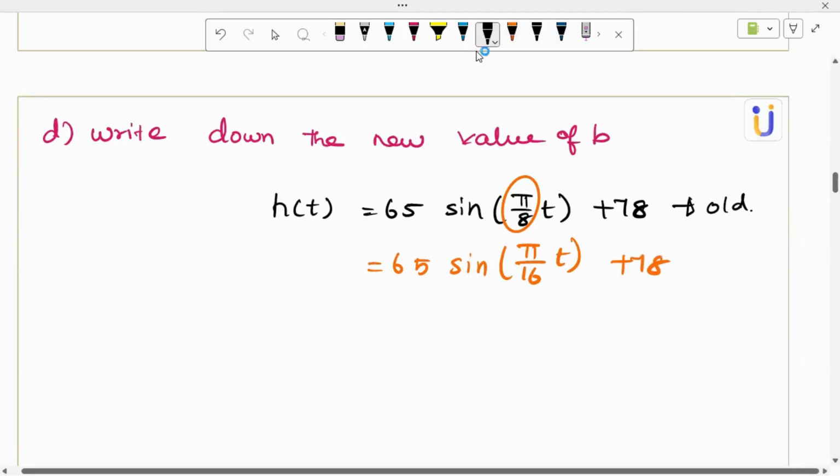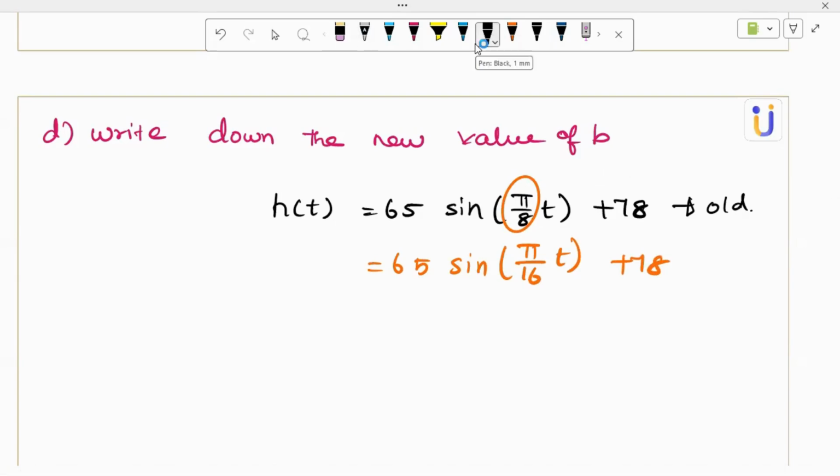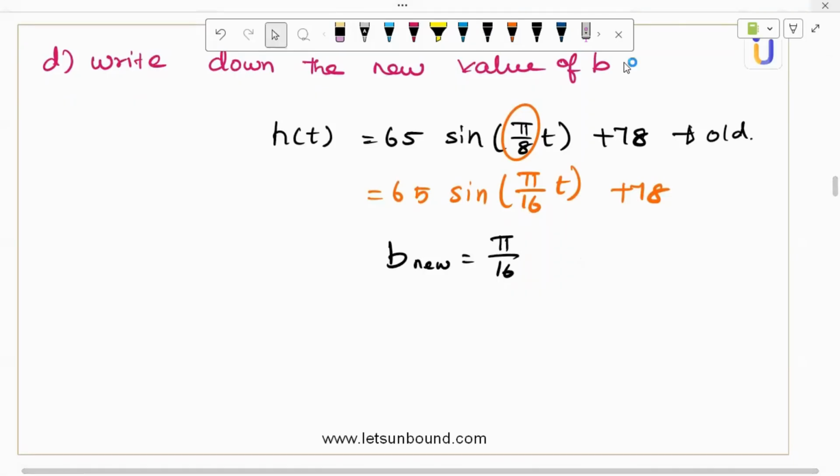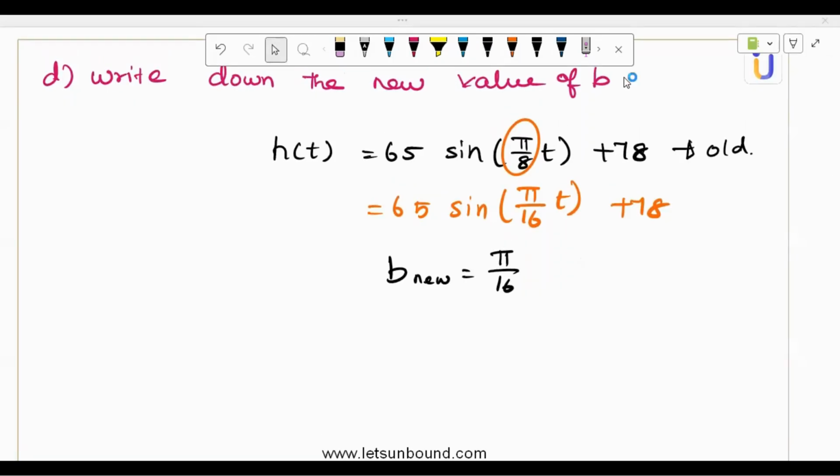Horizontally it's always reverse. So don't multiply 2 times pi by 8 to get pi by 4. This is the most common mistake. So we are doing horizontal. Horizontal is reverse, right? And in that way it is pi by 16. So the new value of B, B new, is pi by 16. And that's it. So you can note one thing here.